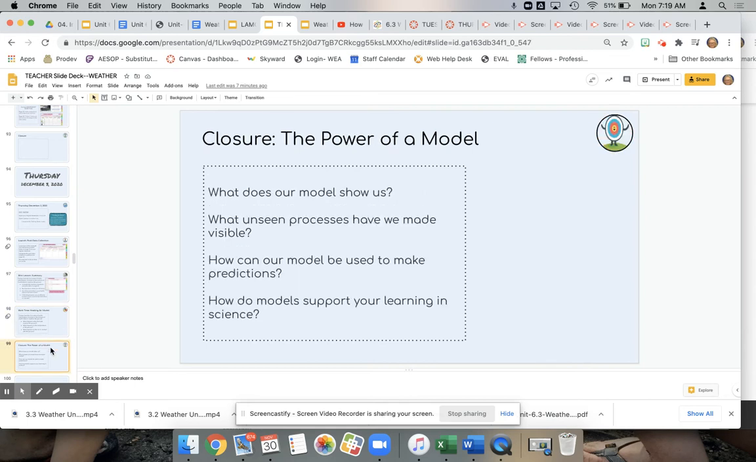And then we're going to close with asking students to think about how does a model allow us to make unseen processes visible? And then how can we use models to make predictions? And then overall, how do models support their learning in science? So again, anytime we can get students to be thinking about what the tools do for them, it will increase their buy-in, increase their engagement, and deepen their access to the content.